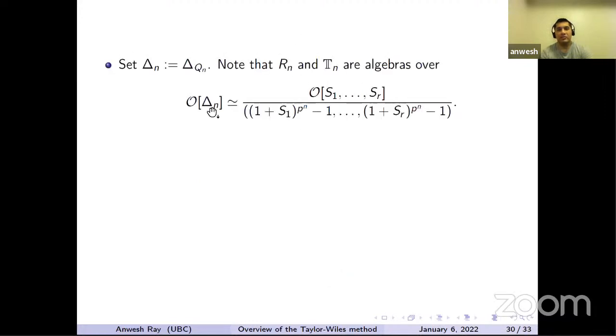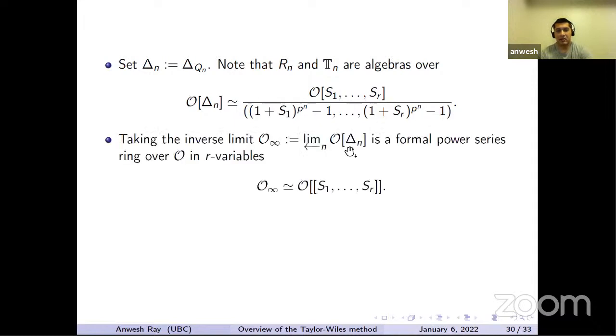R_n and T_n are both algebras over this group algebra, which we can represent as follows: O[S_1, ..., S_r] modulo these relations. As n varies, the power to which you're raising 1 plus S_1, all the way to 1 plus S_r, becomes larger. So here the p^n becomes larger as n becomes larger. If you take the inverse limit of all of these rings, we get a formal power series ring in r variables. All of these relations are going to zero p-adically as n goes to infinity. So when we take the inverse limit, we get a formal power series ring in r variables, which has a very simple structure compared to a ring like O[Δ_n].